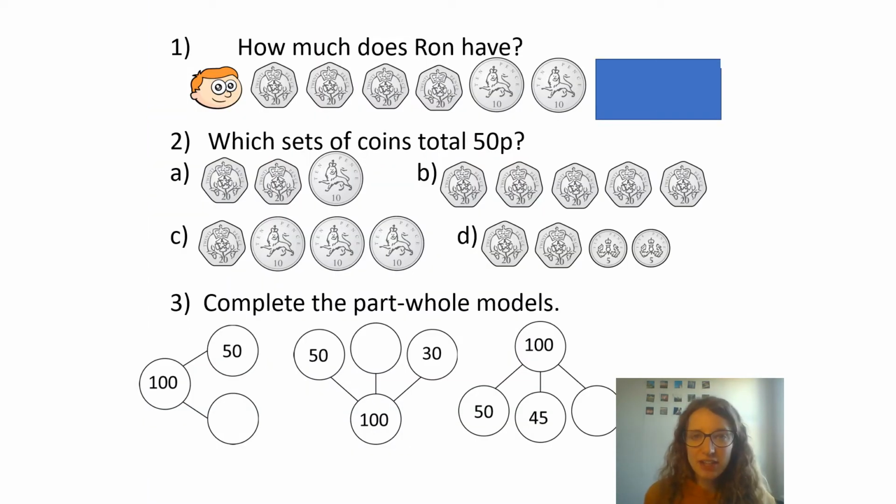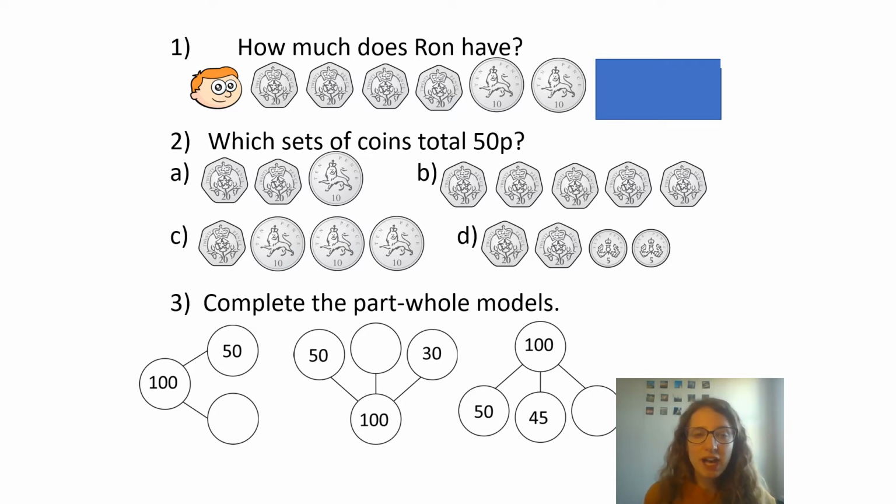Okay, so let's have a look at these 3 questions. So how much money does Ron have? So you need to add up those coins. Which of these sets makes a total of 50 pence? And it can be more than one. And then complete the whole model so they all equal 100. Okay, so pause the video, have a go, and then we'll go through them together.